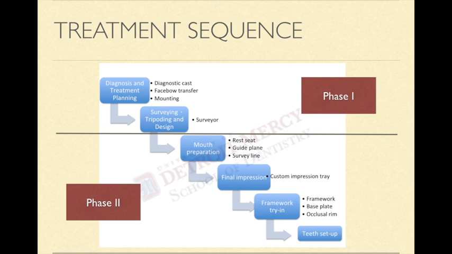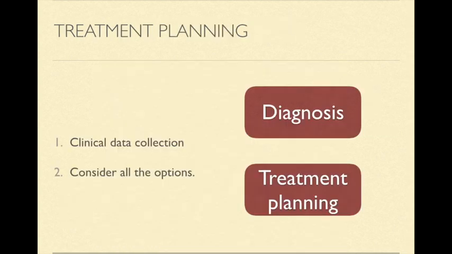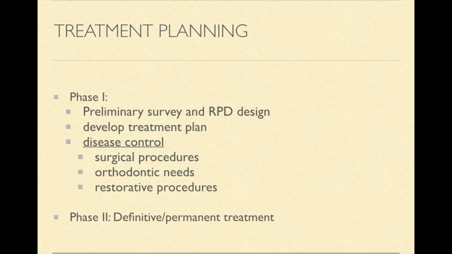So the phase 1 treatment is to do a diagnosis, treatment plan, and the design of the cast. And when you start to do the case, that will be phase 2. So when we do treatment planning, we have to collect all the clinical data and consider all the options. That's very important when you do a diagnosis and treatment planning.